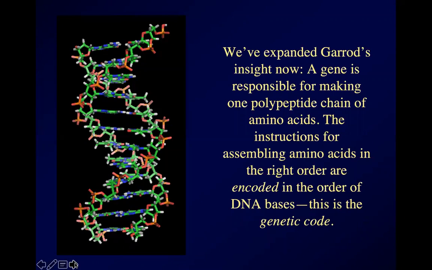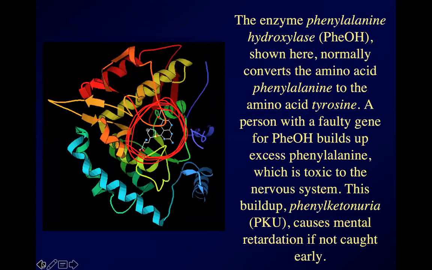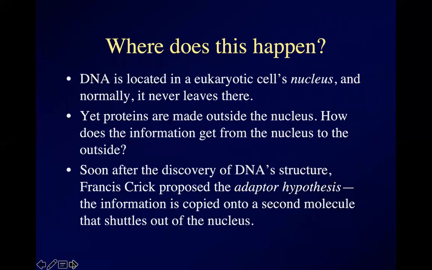Right, so the instructions for putting amino acids together in the right order is the information that DNA carries. This is what we call the genetic code. Assuming you don't have phenylketonuria, you're able to make this enzyme and break down phenylalanine in your diet and turn it into tyrosine because you inherited from at least one of your parents the right instructions for putting amino acids together in the right order so that you get this. If you did not inherit instructions for putting amino acids together in the right order to get this, then you may have phenylketonuria. That's what DNA actually does.